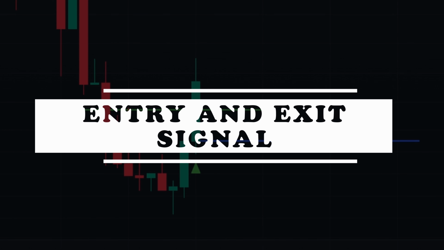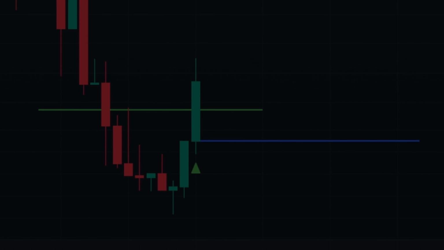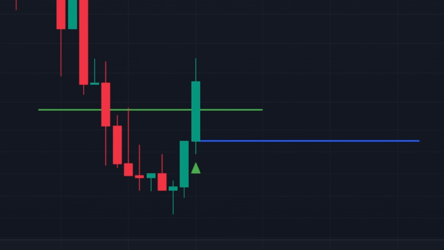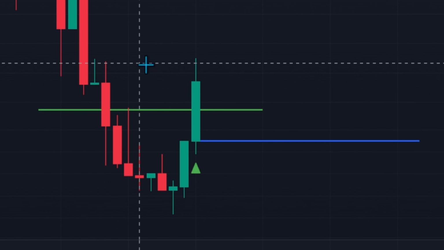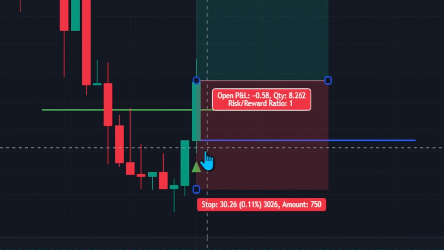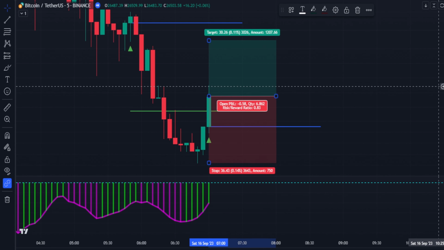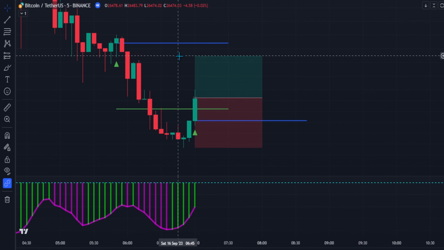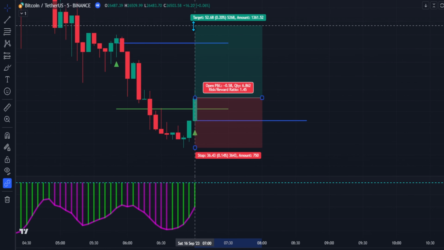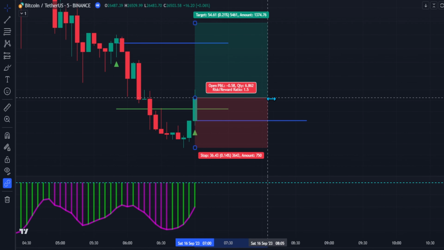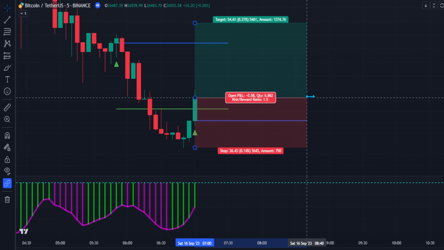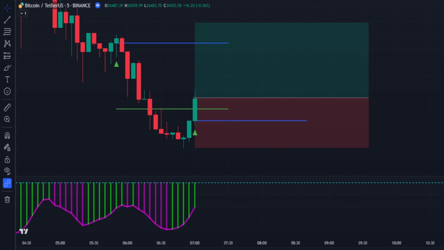Entry and exit signal. Once all of the conditions have been met, we can now put a long position. Place your entry at the candle close. Put your stop loss at the recent swing low. And for the target, we will set it at 1.5 times the risk. Now let's see how this trade plays out.